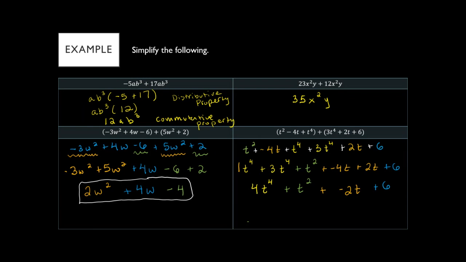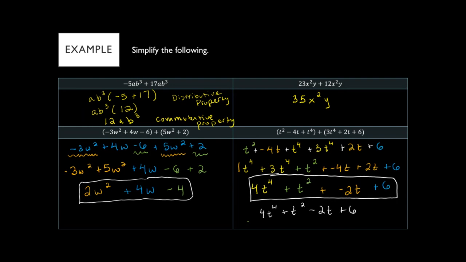And now none of these things can be combined because none of them are like terms. I've got different exponents on pretty much all of these things. So our final answer ends up being 4t to the fourth plus t squared. And if you want, you can write this as a minus 2t instead of a plus negative 2t plus 6. It's the same thing. The plus and negative is the same as subtraction, so you could just leave that off and write it as a minus. Any questions?